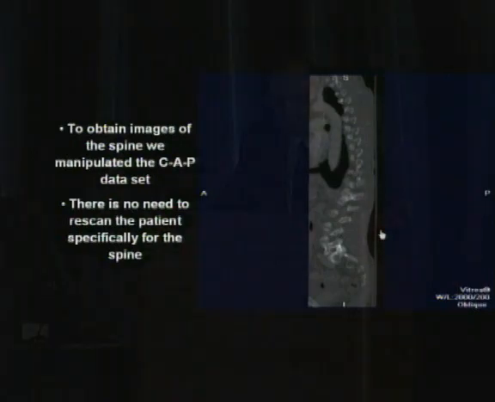You don't need to do anything special to get the spine films. There are a few tricks you have to learn. You don't need to learn all the physics of CT. I never learned that. But you have to learn a few things. What do you need? Well, I need clear, crisp images on which I can read fractures.